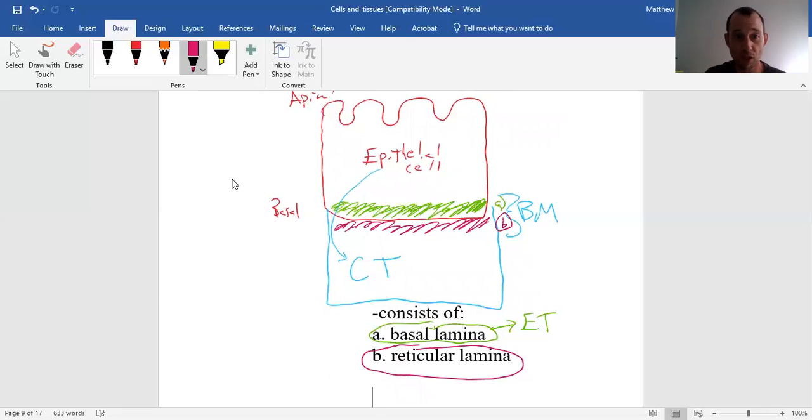So now what you have is on the basal side of the epithelial cell, you find a basement membrane. The basement membrane is what links or ties together your epithelial tissue with your connective tissue. And the epithelial cell produces one part of the basement membrane called the basal lamina, and your connective tissue produces the other part that's called the reticular lamina.